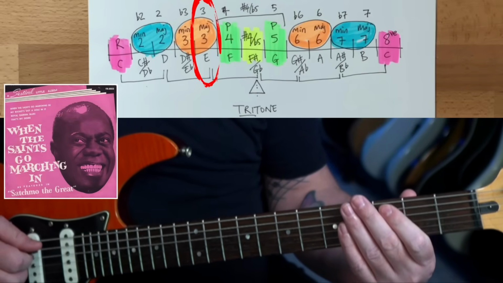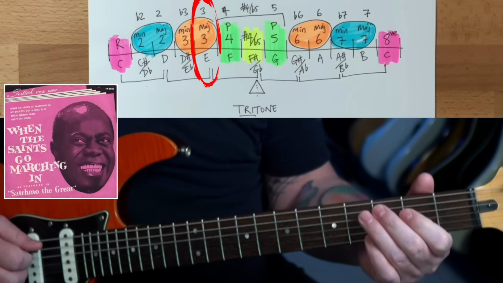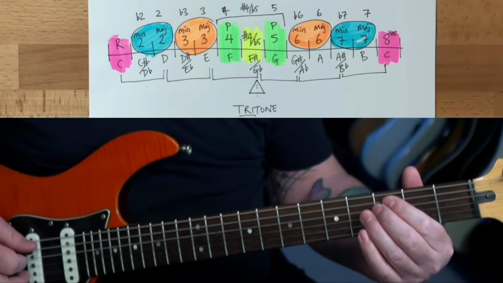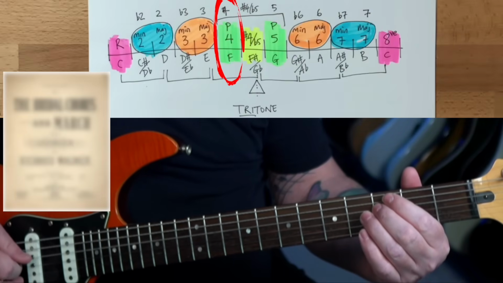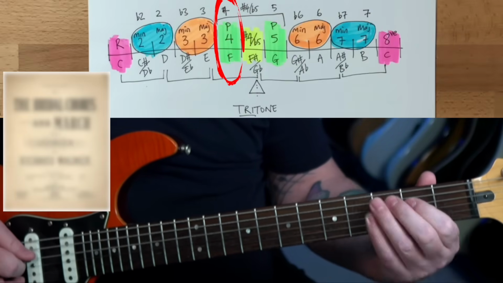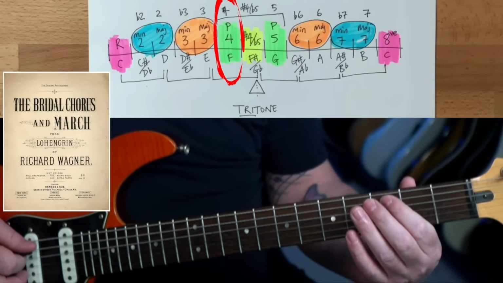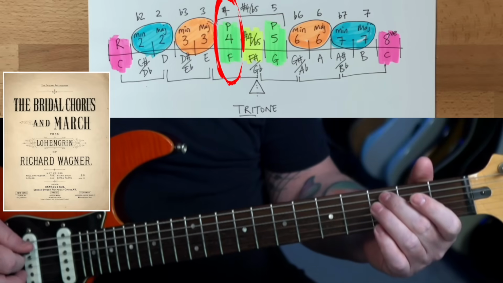This is the major third on one string. And this is the major third crossing onto another string. This is the perfect fourth, and here's the theme. Here's the perfect fourth on a single string. Here it is crossing strings.